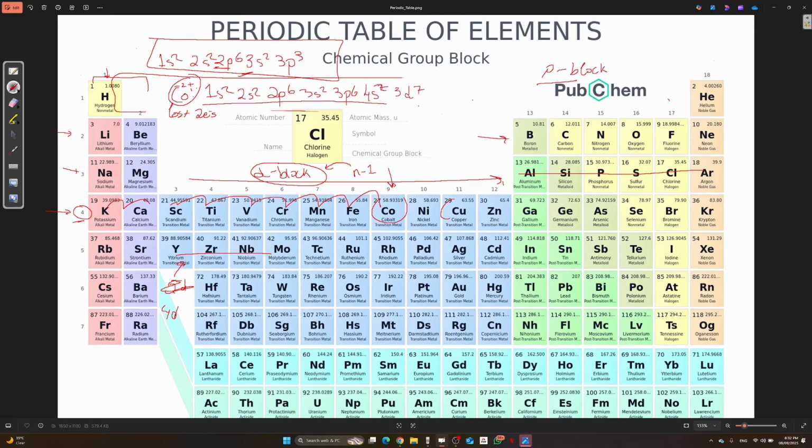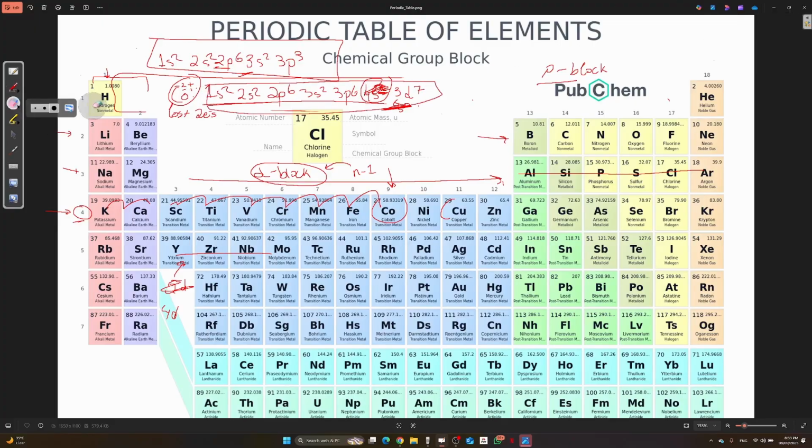Which one is the outermost shell? The one with 4 in it. So I have to take away 2 from this. 2 minus 2 will become 4S0, which is just nothing. So what will it be if I made it cobalt 2+? I'd get rid of this 4S2, and it's just going to be like this.